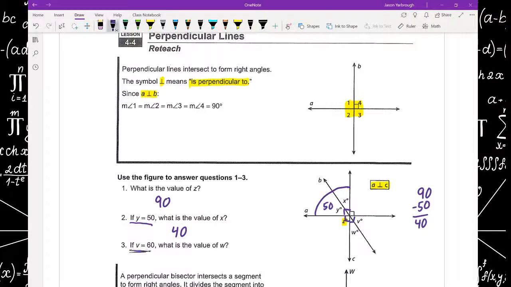Just real quick, we're going to ignore that and go back to trying to find the value of w without doing this at first.